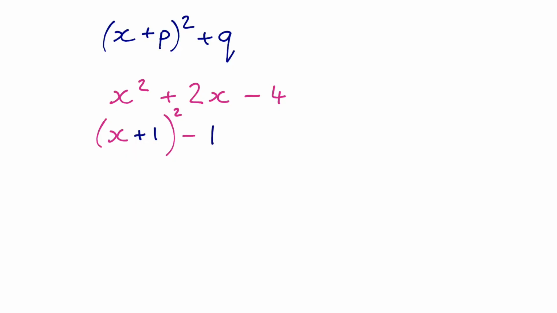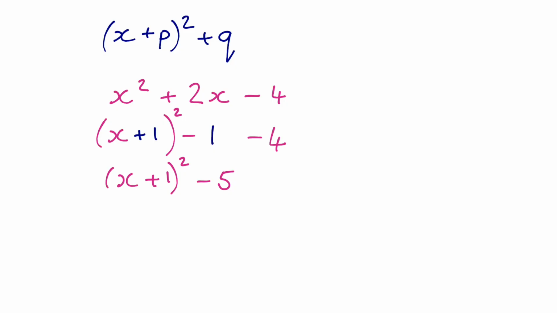Now we can't just forget about this minus 4. We bring it down. We're going to include it. So first of all, you write our x plus 1 squared. Then we tidy these two terms up. Minus 1 minus 4 is minus 5. And then that is your final answer.